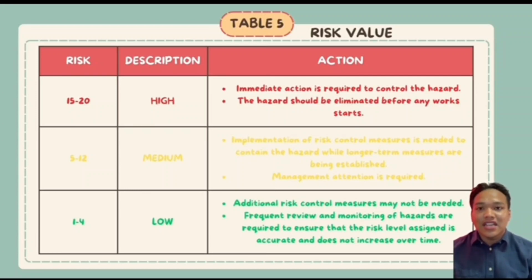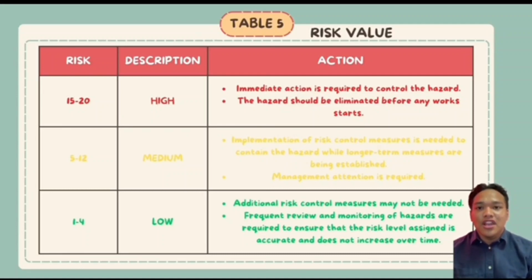The next value, 5 until 12, is medium. The action we need to do is implementation of risk control measures is needed to contain the hazard while longer term measures are being established, and management attention is required.